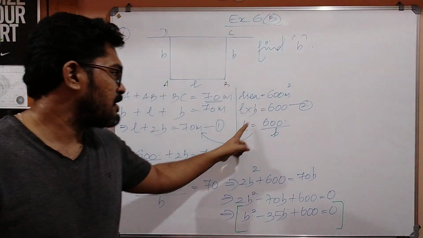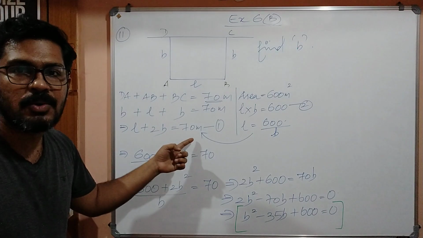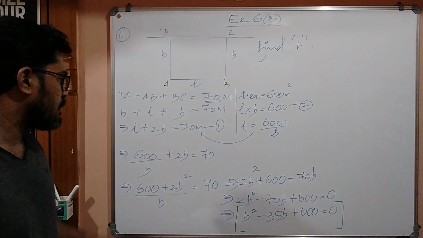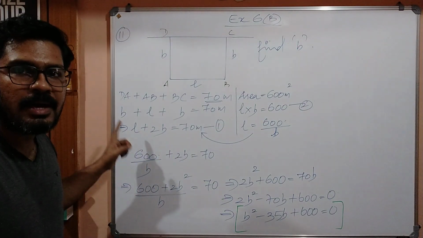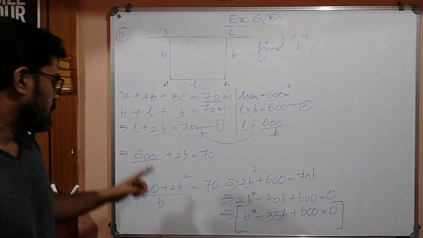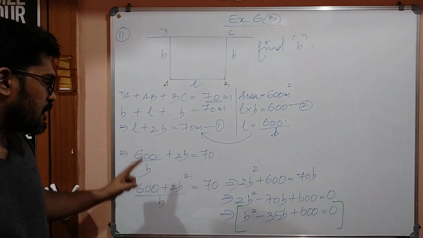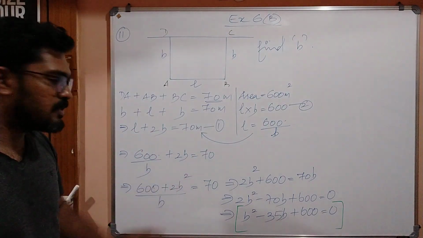Yes. So L is equal to 600 upon B. Substituting this value into equation number 1. What will happen, children? Wherever I will find L, I'll just replace it with 600 upon B. So here it is, L plus 2B is equal to 70. So 600 upon B plus 2B is equal to 70.